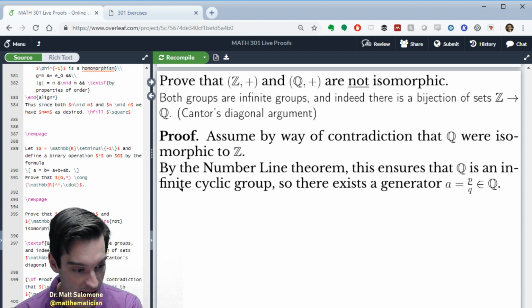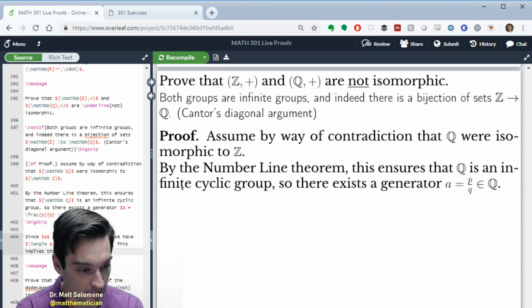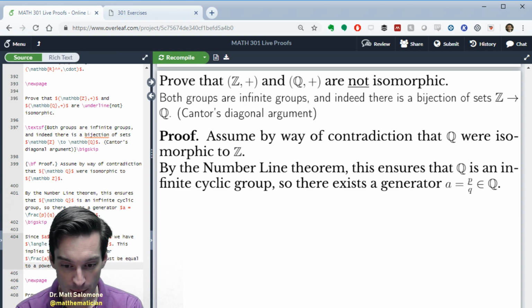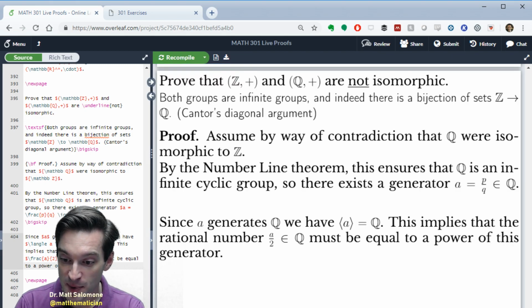Since A generates Q, we have that the cyclic subgroup generated by A is equal to Q. This implies that the rational number A over 2 must be equal to a power of this generator, right? Because it's a rational number, it must belong to the cyclic subgroup generated by A, because the rationals and the cyclic subgroup generated by A are assumed to be the same thing.